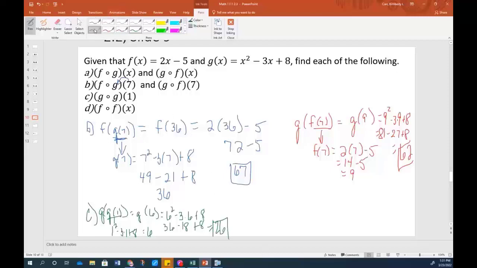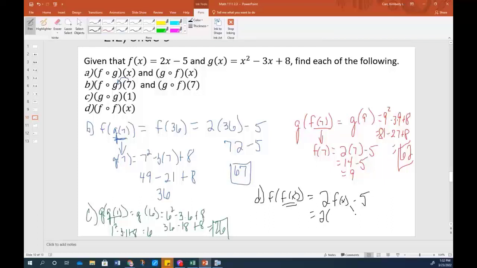All right, let's get part D. Part D is f of x. Well, I don't actually have to figure out what f of x is because it's given to me exactly in the problem. But I have to plug that back into itself. So that means everywhere there is an x, I'm going to replace that x with f of x. So that means it'll be 2 times f of x minus 5.